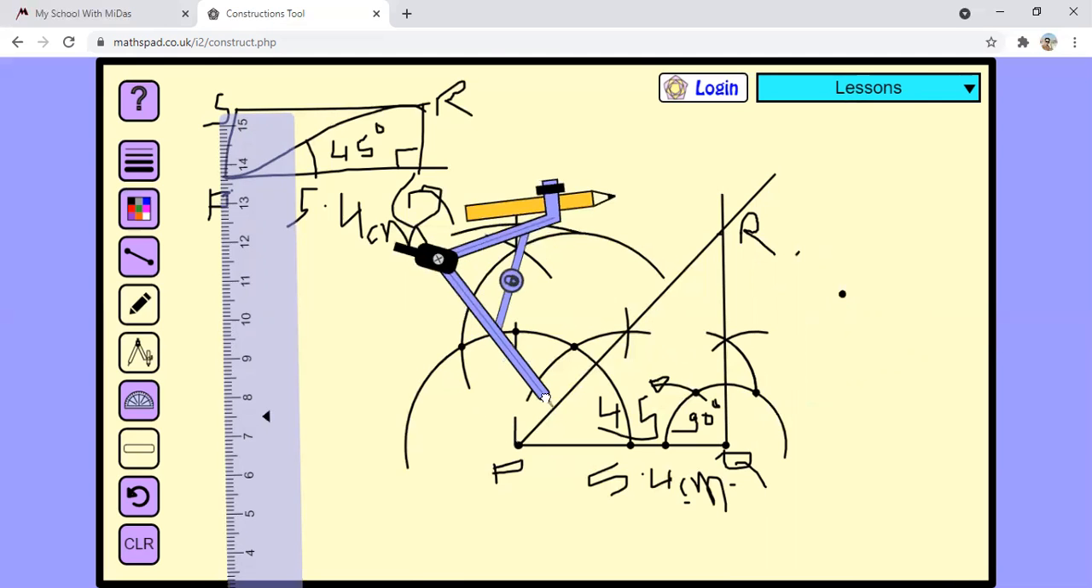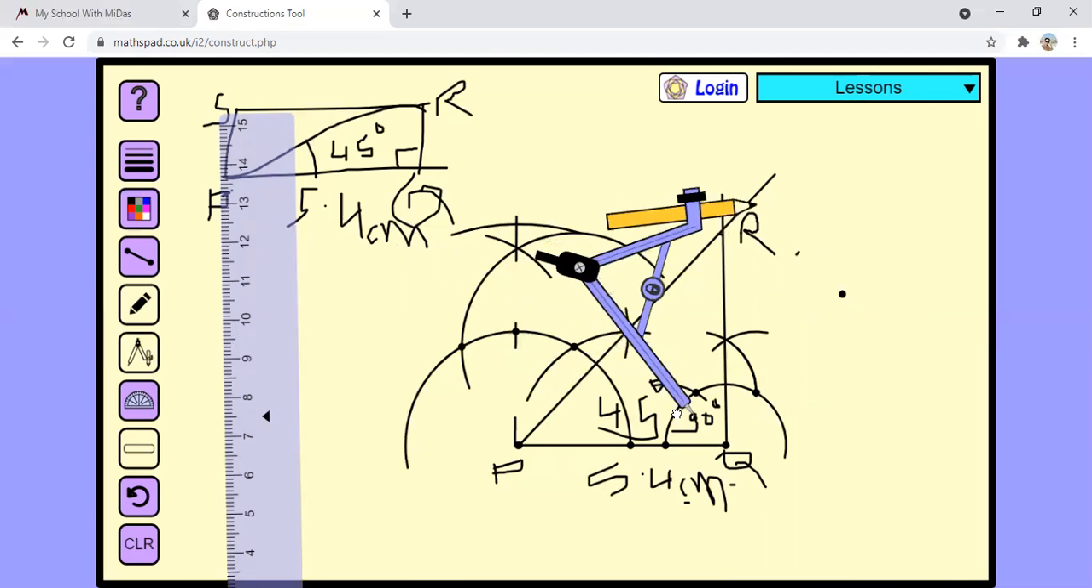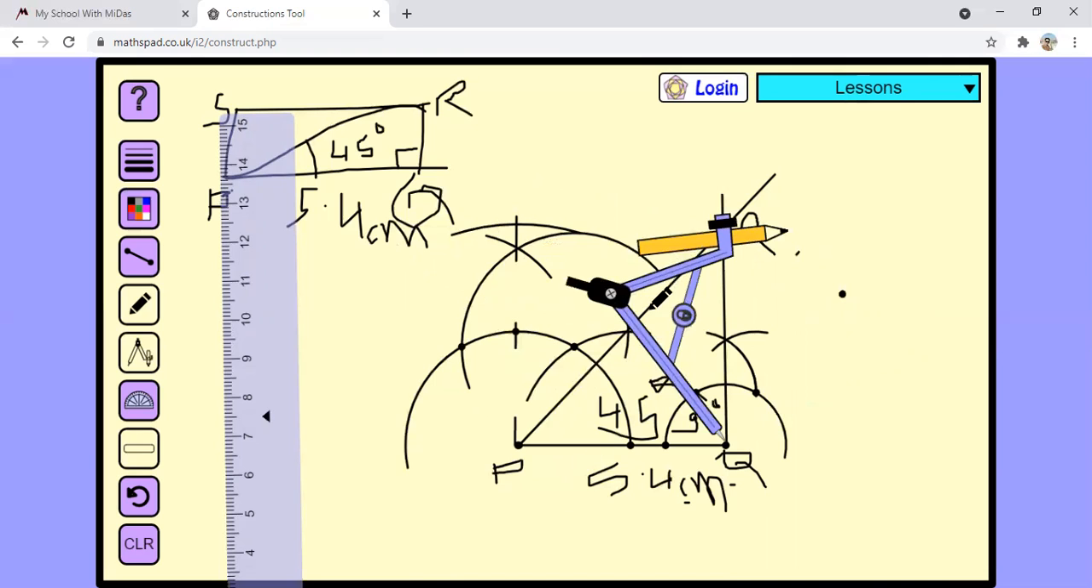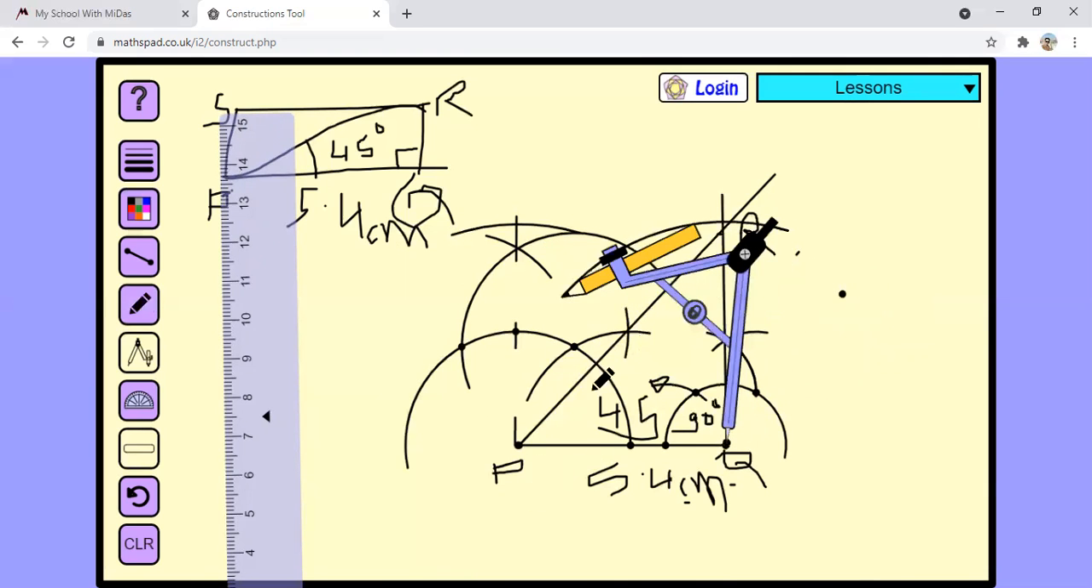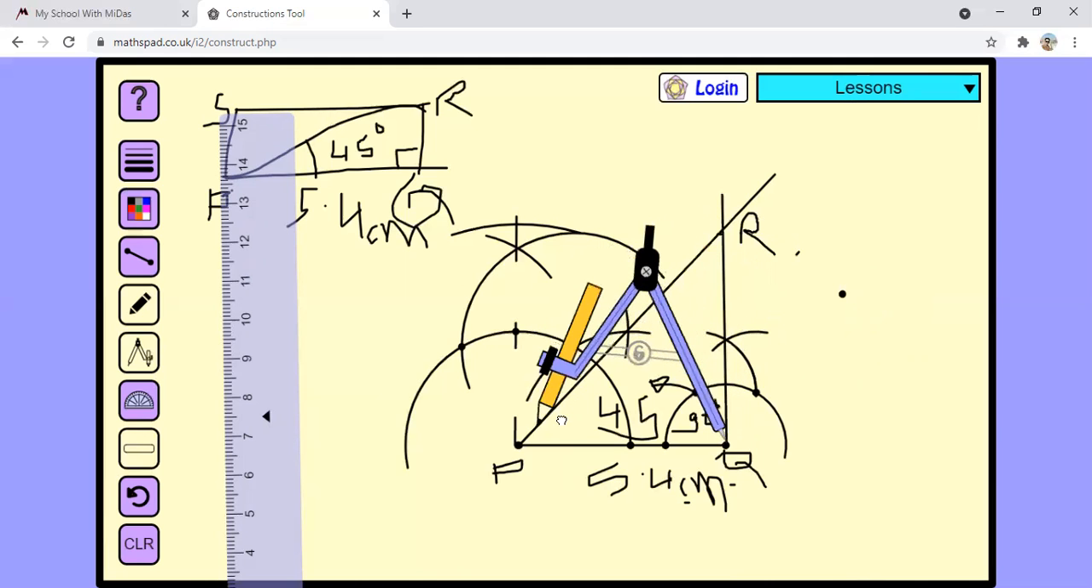Now put the compass here and measure this one. Okay, look here. We are going to measure this side, PQ. PQ is 5.4 centimeter. We are measuring this side.